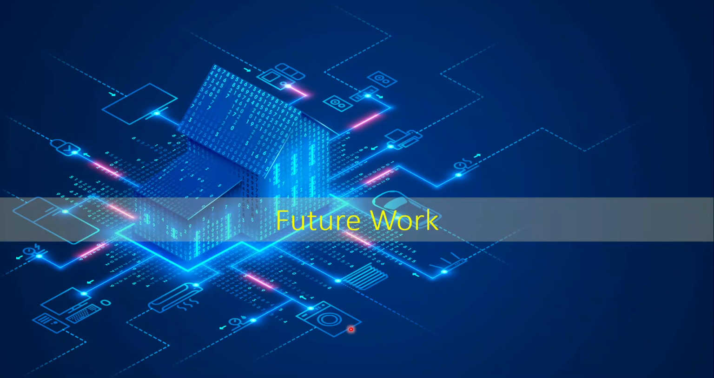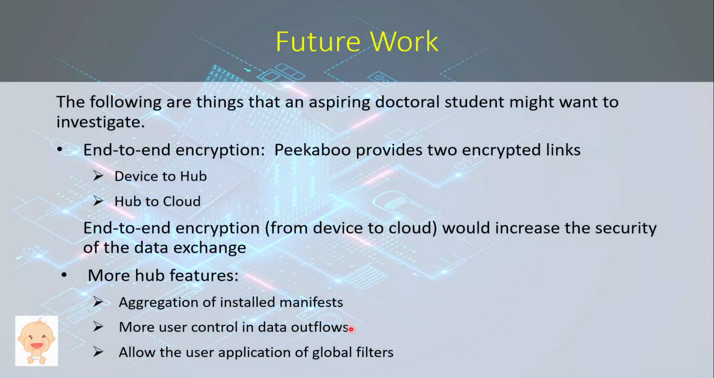Okay, so for those of you that might want to move on to do your doctorate, you might want to think about dissertation ideas. Well, here are a few. These are some future work ideas relative to Peekaboo. And the first one is the development of end-to-end encryption. As you can see, Peekaboo can provide two encrypted links. One is from device to hub, the other one is from hub to cloud. But if you want to make sure that your system is completely secure, you want to have encryption at both ends, not just at your separate links. So that would be an interesting research idea.